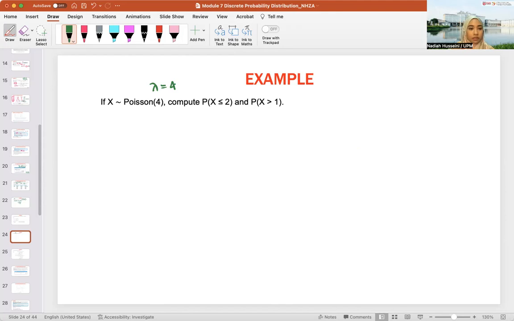Cumulative distribution. How would you write this? So A is P of x less than or equal to 2. So how would you write this? Let's assume we are in Excel. So Poisson distribution, whatever that is, distribution.